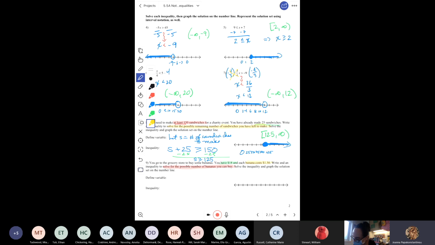So let's define the variable. What do we want it to be? X? You like X? Come on, it's not fun to choose a variable that you can choose. I'm choosing B. I want my bananas to be B. B equals the number of bananas to buy. It doesn't matter what letter you choose. That's why we're defining it. Now, I have $18. I can't spend more than that. A banana costs $1.50. Can anybody tell me the inequality I would use to solve for B?